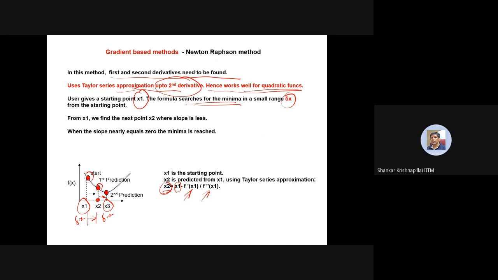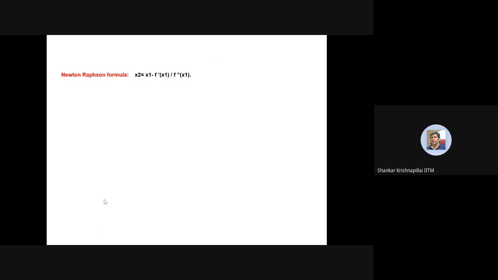And you have to simultaneously check the slope value. So here the slope is approximately equal to 0. So then you can stop the iterations. So this Newton-Raphson method only checks the slope. Okay, so you can either reach minima or maximum. So Newton-Raphson formula is given like this.